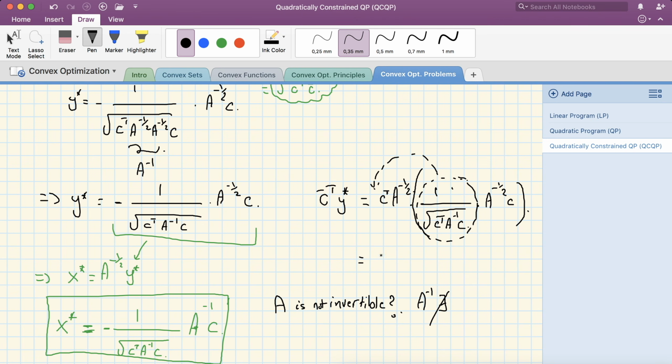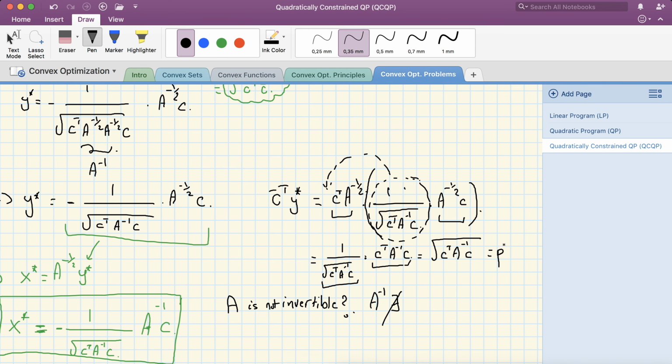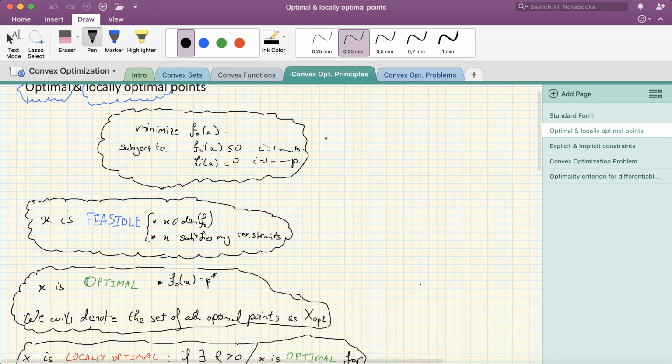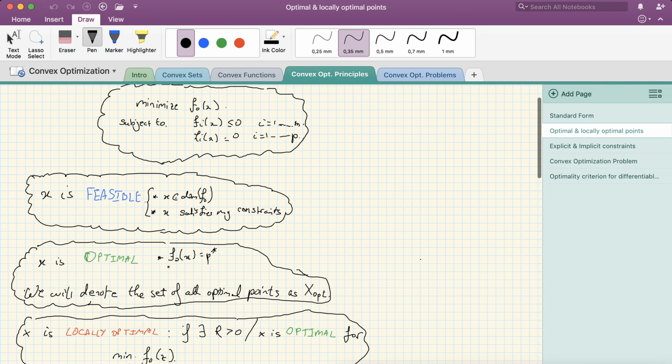This gives us, since this is a scalar as well as this, we can cancel out the square root down there, and we're left with a square root of C transpose A minus 1C. So this guy is P star, the optimal cost. We use this notation right here. So F0 of x is equal to P star at the optimal x.